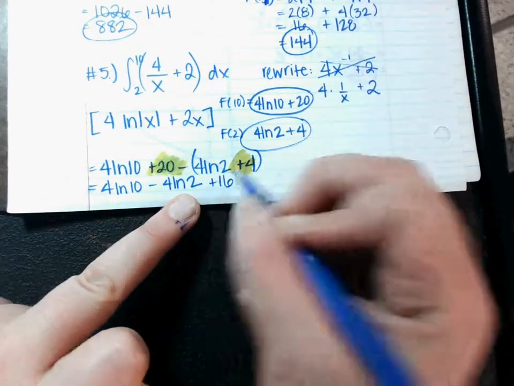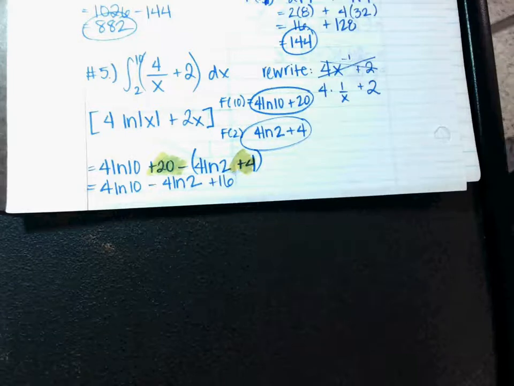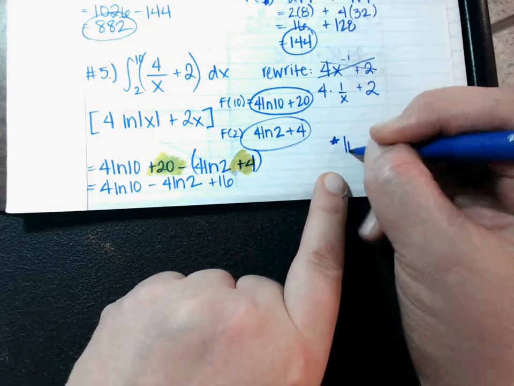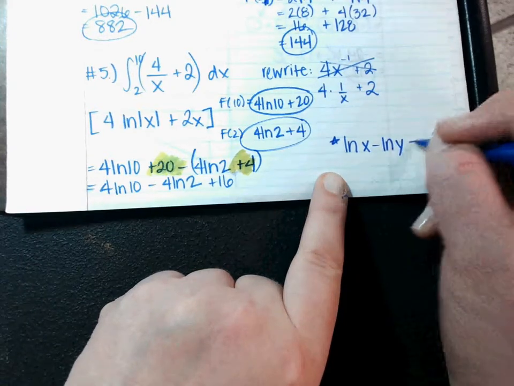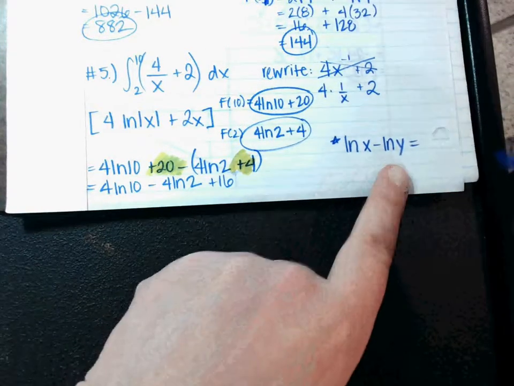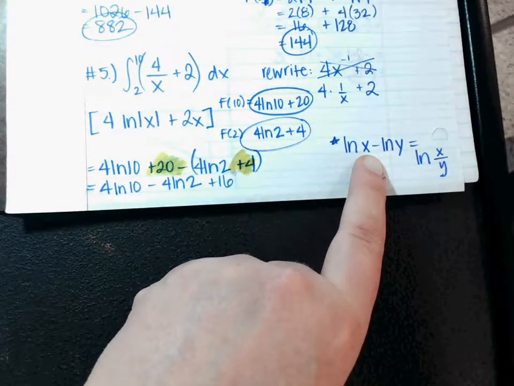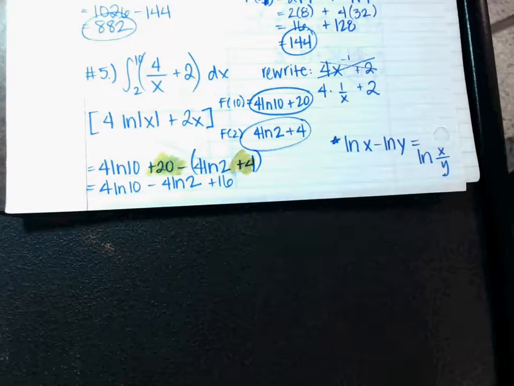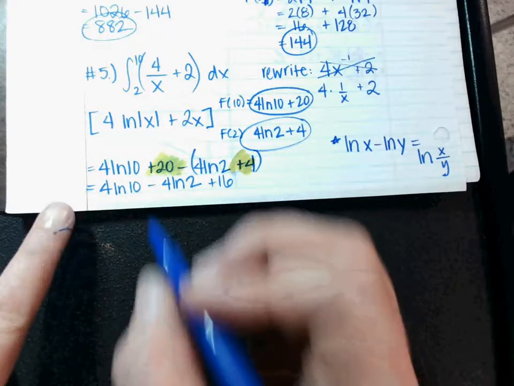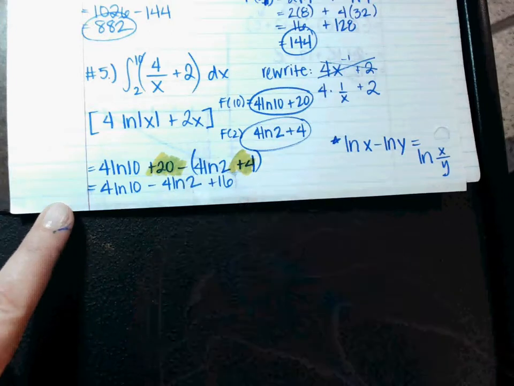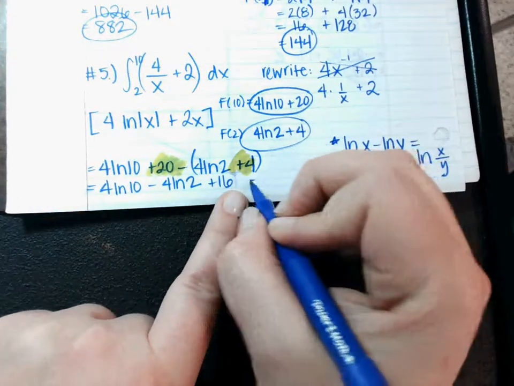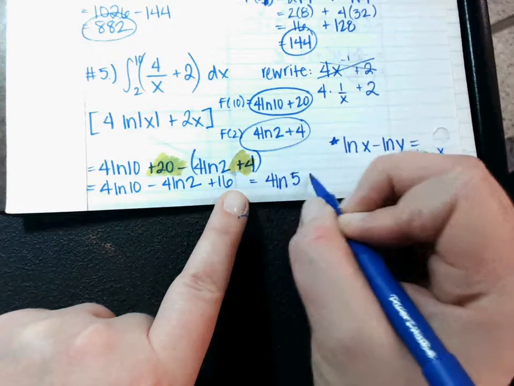Okay, if this was a multiple choice, that answer would not be there, because logs have a bunch of rules that you have to remember. So I'm going to give you the rule. You tell me what you should do. ln x minus ln y equals ln x over y. Now, if it was plus, you would multiply them. But if it's minus, you subtract. So instead of keeping it as ln 10 minus ln 2, it's ln of 10 divided by 2, which is ln of 5. So this is the same as 4 ln 5 plus 16.